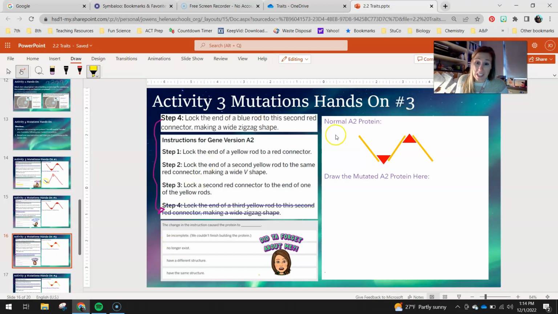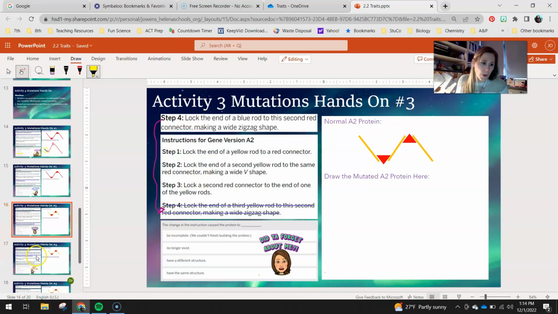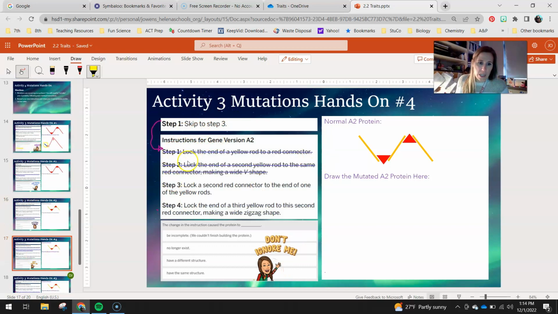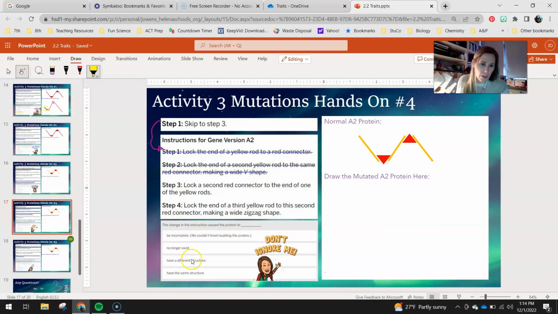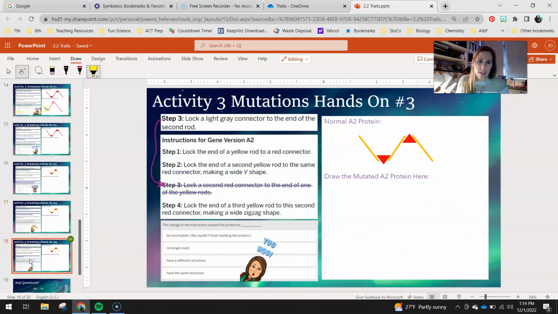This one, you're making A2, so here's your normal A2 protein. You're replacing step 4. In this one, you're skipping steps 1 and 2 and going right to step 3. Think about how that would look if you were trying to build that, and what the effect would be. And then finally, lock a light gray connector to the end of the second rod, so you're substituting step 3. Take a second to complete through slide 18, and then we'll move on.